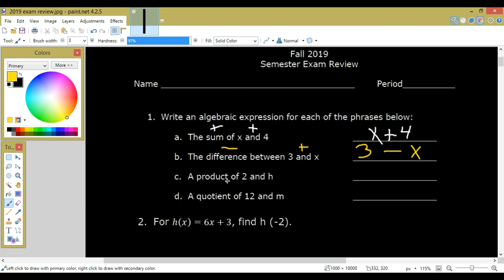C, a product of 2 and h. Product is multiplication. So we're multiplying 2 times h, which is just 2h. That means 2 times h. D, a quotient of 12 and m. Quotient means we're dividing. 12 divided by m. So we have 12 over m. That means 12 divided by m.